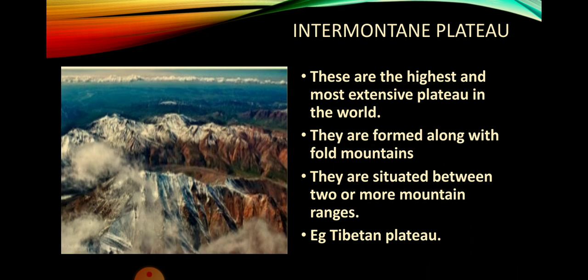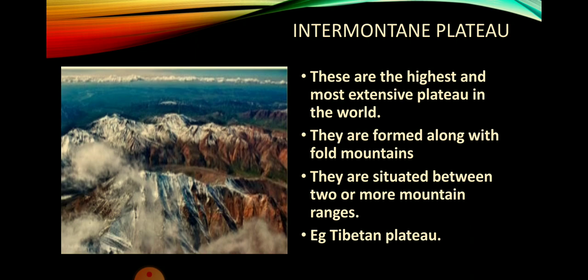The next one is the Intermontane Plateau. In simple words, intermontane plateaus are plateaus which are surrounded on all sides by mountain ranges. You can see in the picture itself, all the sides are covered by mountain ranges. In between there is a flat tableland, and such plateaus are called intermontane plateaus, a plateau which is covered on all sides by mountain ranges.